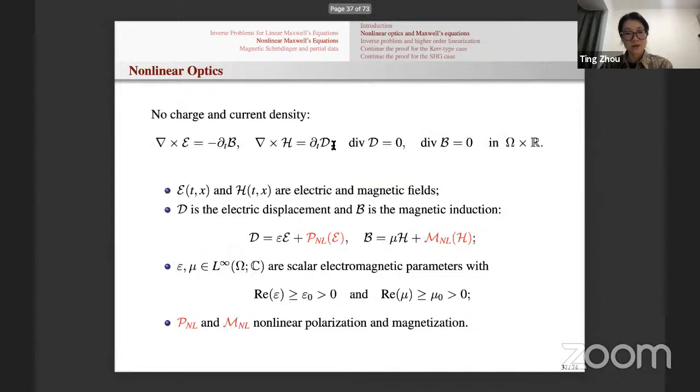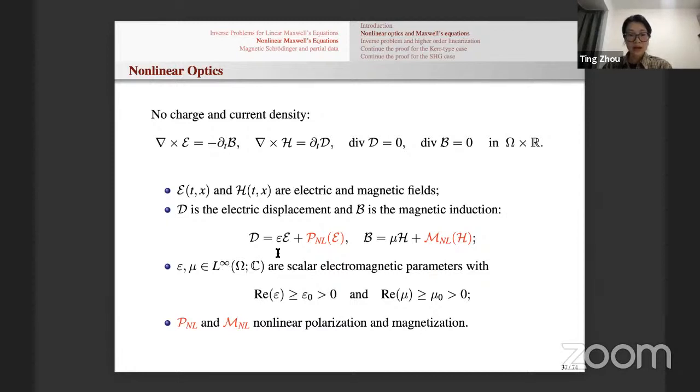However, it's the same story, except that instead of assuming linear constitutive relation, we assume nonlinear relation, of course, with the linear part. Still, you have epsilon E and mu H. And you have nonlinear, this is called the electric polarization, and M here represents the nonlinear magnetization.